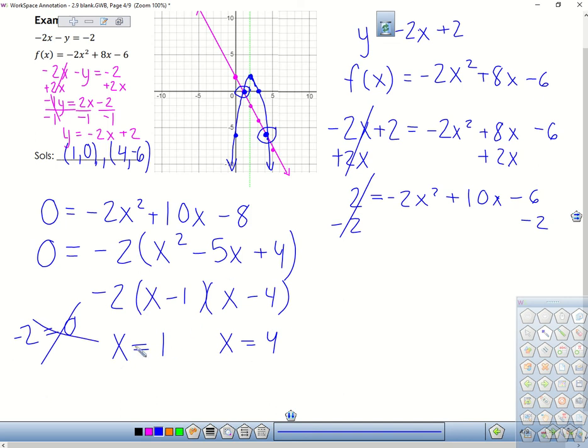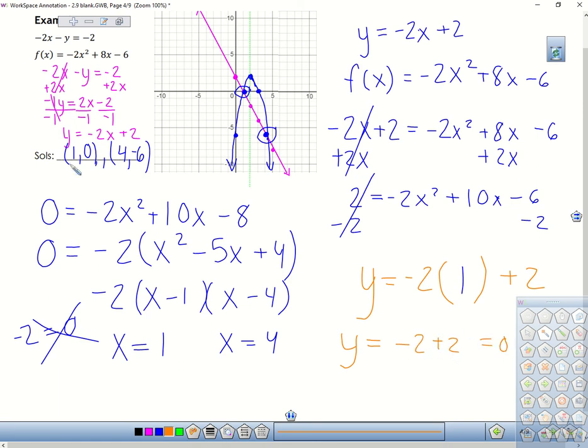And that's how you would do it algebraically. And then what you would do from there is you would plug each of these x values back into y. So for example, I would plug in y equals negative 2x, well, now it's going to be 1, plus 2. I'm just picking one of the original equations to plug in. That gives me y equals negative 2 plus 2, which is 0, which is what we got here. And then you would do the same thing for the 4. You would plug that in as well. And you would see that you would get negative 6.